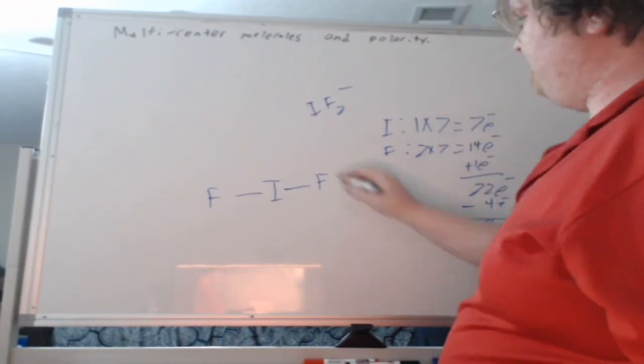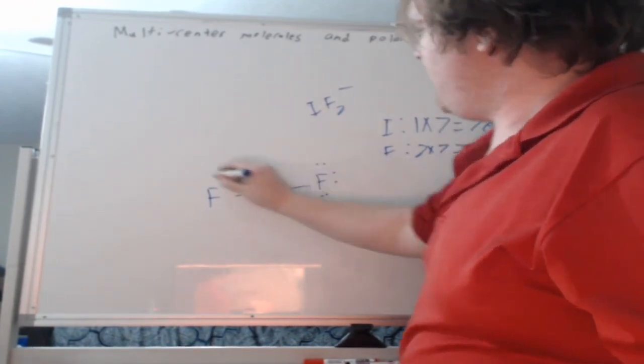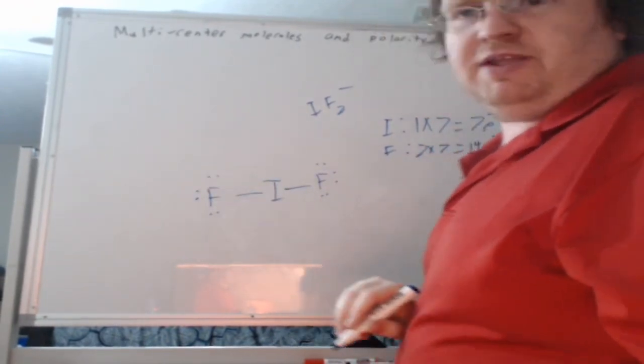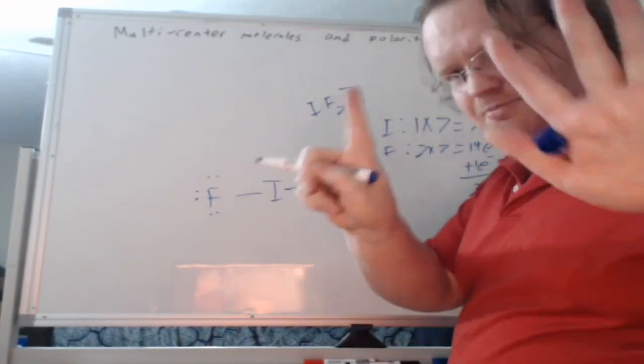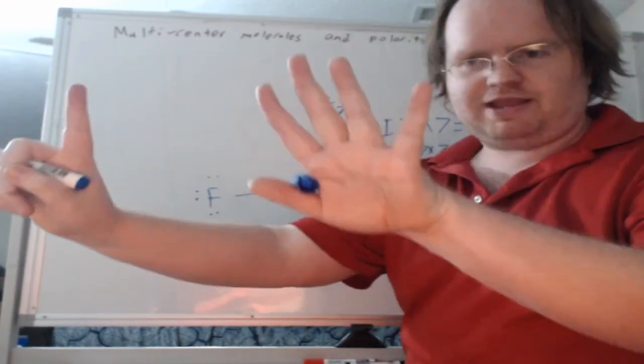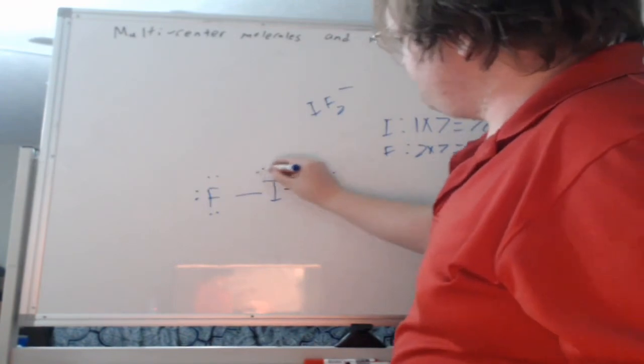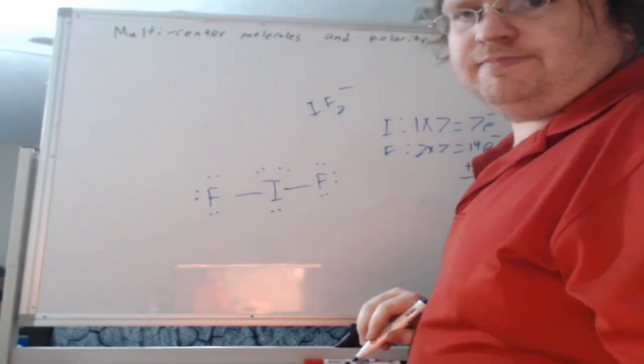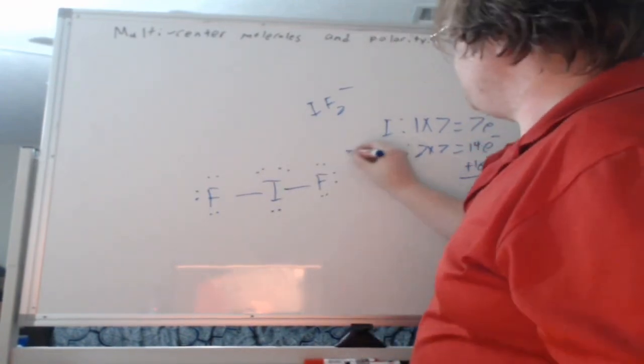So we have 18. So 2, 4, 6, 8, 10, 12. That uses up 12. You get 6 more. So we have 1, 2, 3, 4, 5, 6. And it's got a minus charge.